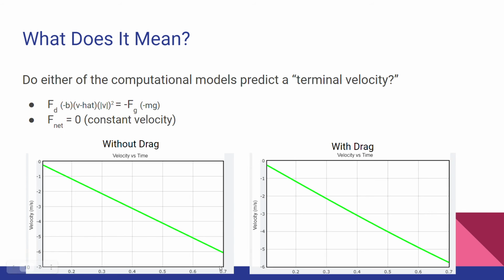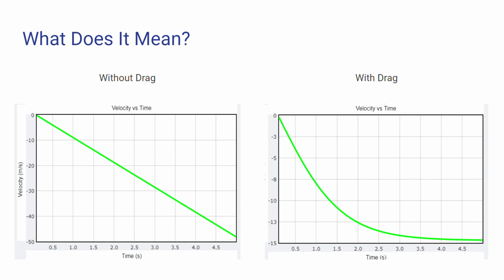Here, though, in the time span that was recorded, it is hard to tell whether either one of these models could predict a terminal velocity. So because of that, I decided to extend the duration to be 5 seconds instead of 0.7 seconds. And here you can see that the model without drag continues to remain straight. The velocity continues to just increase, or I guess in this case decrease due to the direction, over time, whereas the model with drag does indicate a terminal velocity as shown.